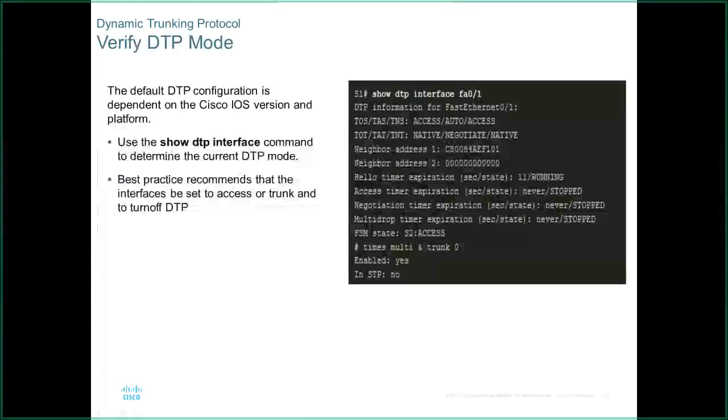So to find out what's going on, show dtp interface and it'll tell you what's happening with the port as far as the Dynamic Trunking Protocol is concerned. As it says, best practice is to set the ports to access or trunk and turn Dynamic Trunking Protocol off.